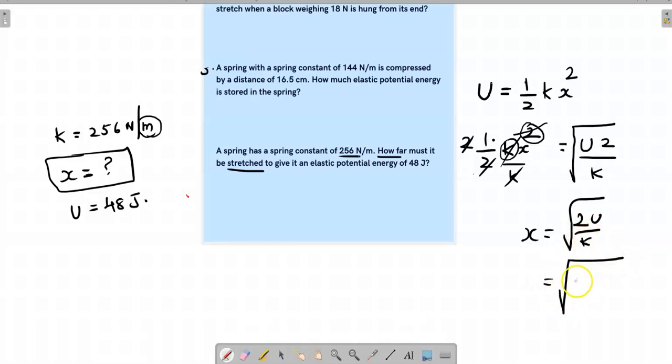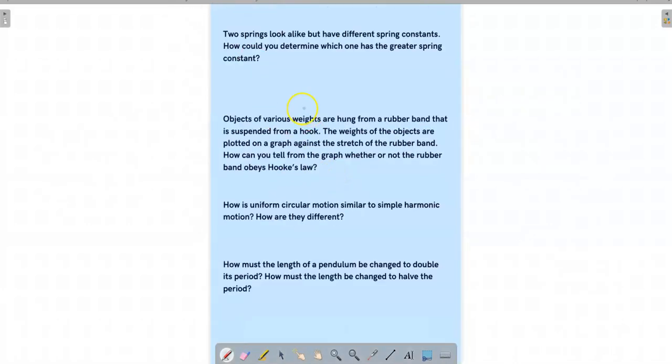Now you substitute the values. Given values U 48 and K 256. Use your calculator and find the answer in meter. That's the answer for 4. So it is done. Now the next question, fifth question.